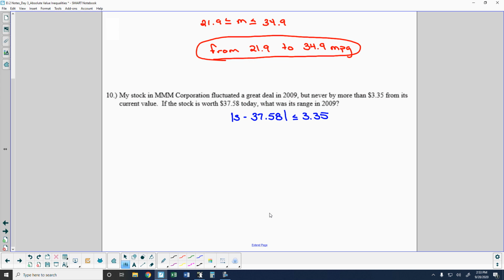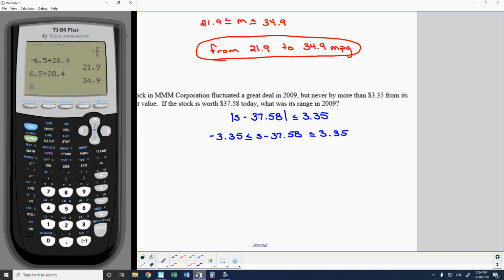So to get rid of those absolute values, I want to create that compound inequality. This is an AND situation. It's an inclusion or an intersection. So I still have S minus 37.58 is less than or equal to 3.35, but now it's also greater than or equal to negative 3.35. Then in my calculator, I can do the work to get S by itself.